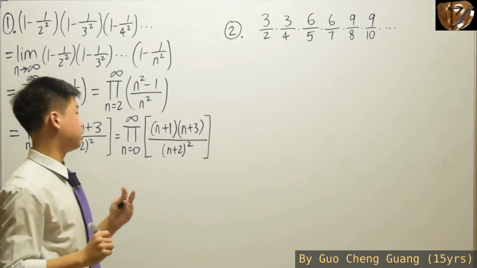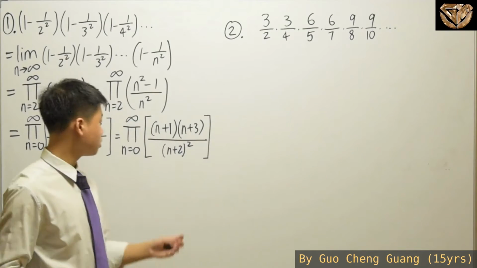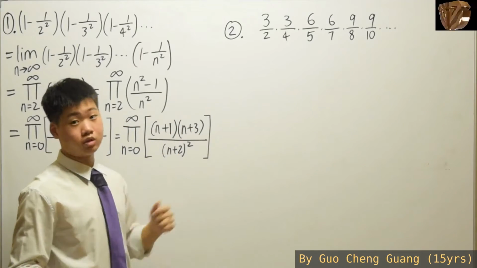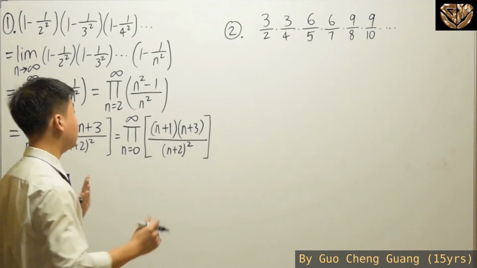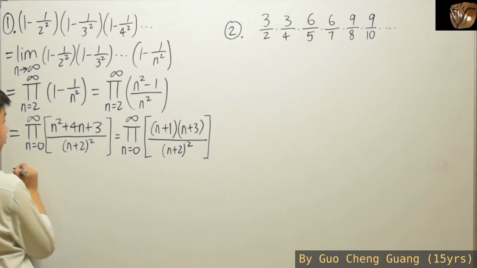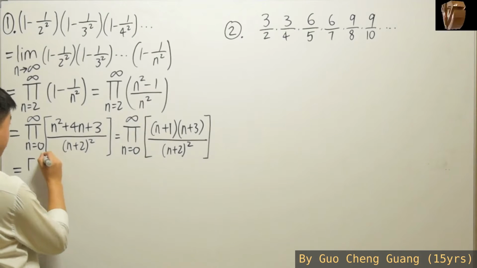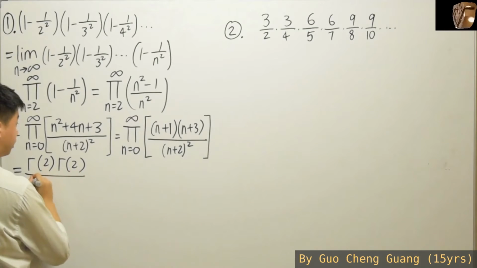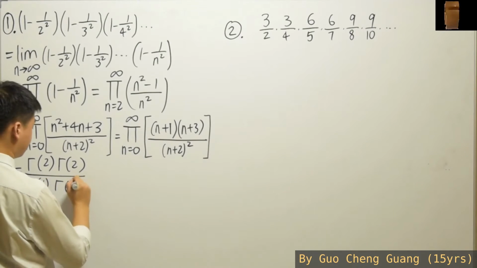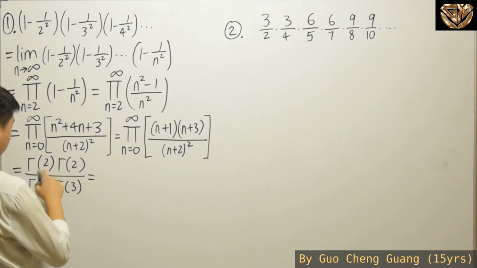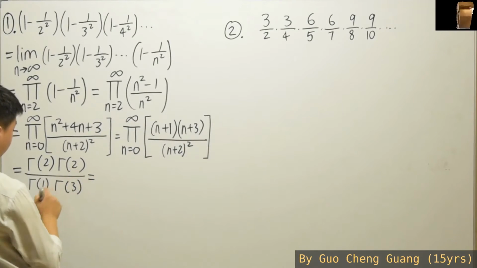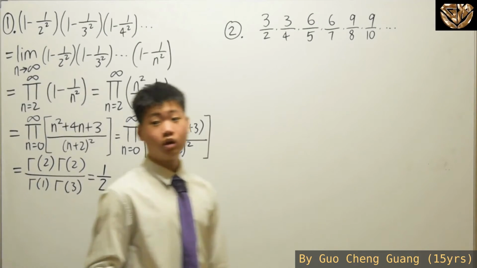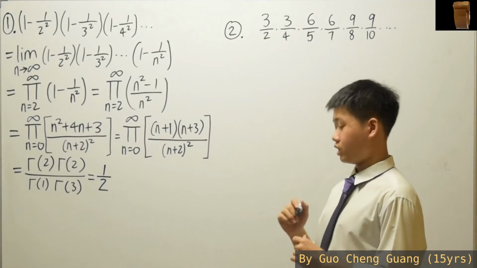So does this satisfy the conditions to use the Wallis product? You have n starting from 0 until infinity, and 1 plus 3 is equal to 2 plus 2. So now we can use our Wallis product. That means you have gamma 2 multiplied by gamma 2, divided by gamma 1 times gamma 3. So this is 1 times 1 over 1 times 2. That means your answer here is half. So this is your first example.